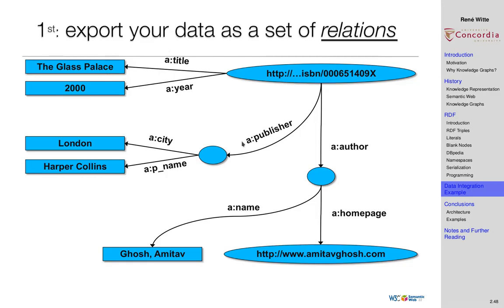And we have more information about the publisher and the author. Here, we are modeling this with these blank nodes I mentioned earlier. So a publisher is something that has a city and a publisher name, and an author is something where we have a name and a homepage.